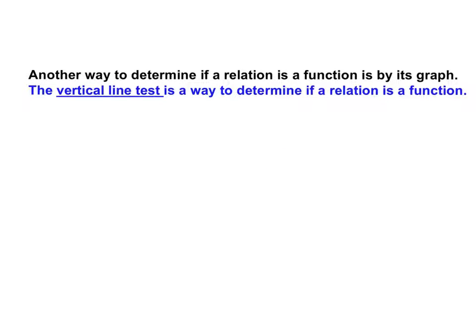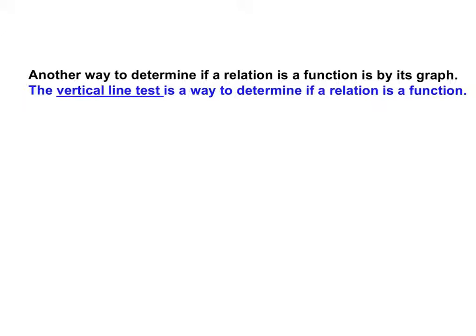Another way to determine if something is a function is something called the vertical line test. And you probably have some familiarity with this. And this is when we're looking at a graph. The key here is you use the vertical line test when you have a graph.